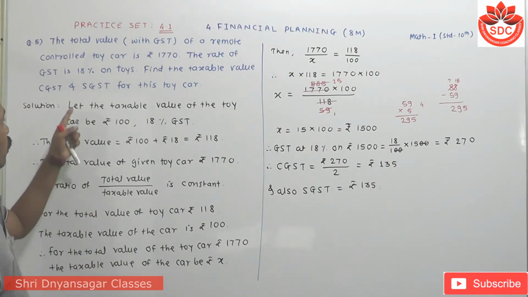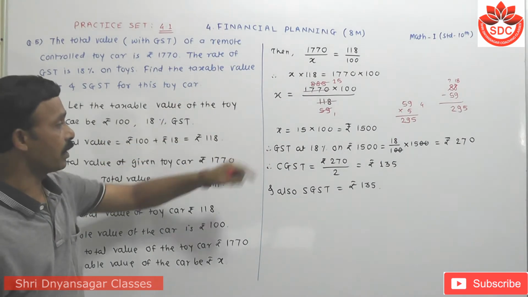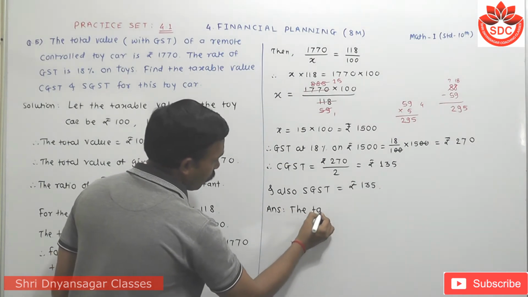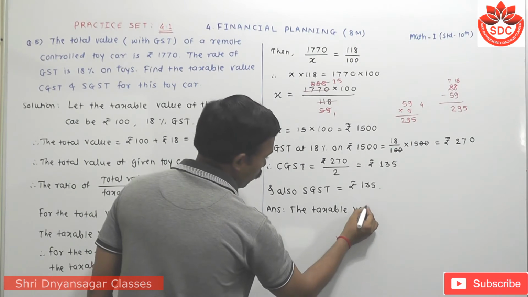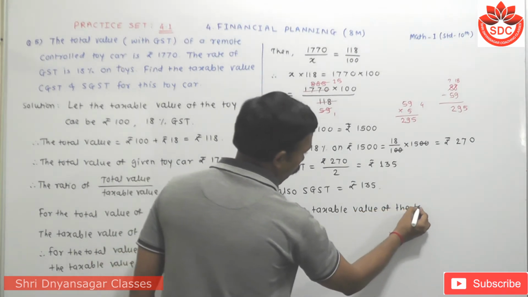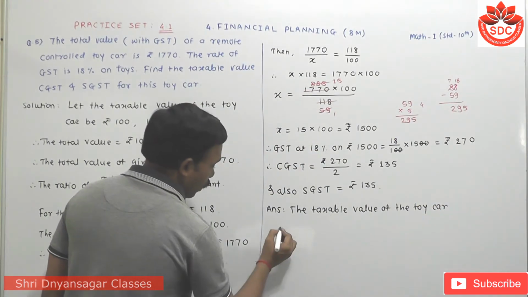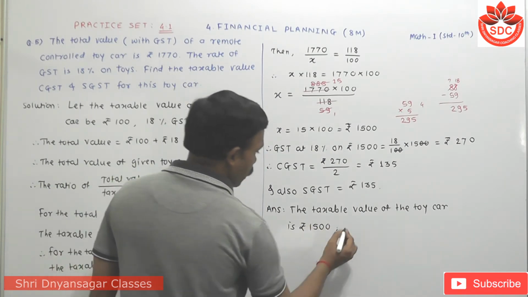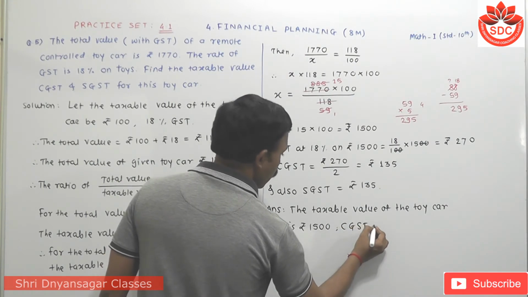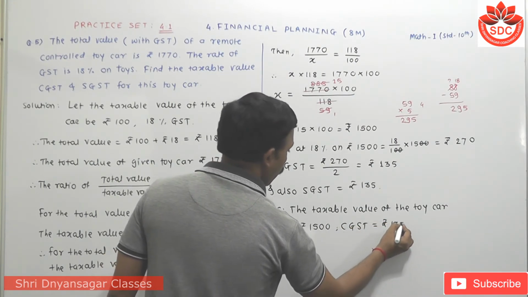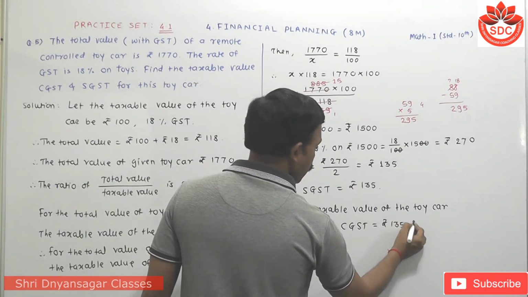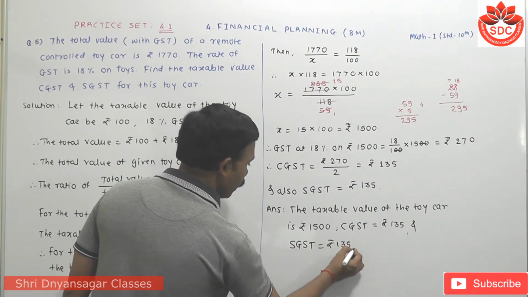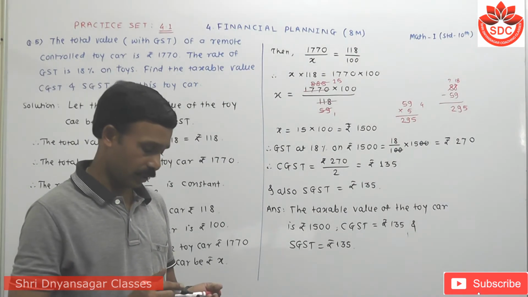Therefore, the answer in full sentence, because you have to find the CGST, SGST and the taxable value x: the taxable value of the toy car is rupees 1500, CGST is equal to rupees 135, and SGST is also equal to rupees 135. Okay, we take the next question.